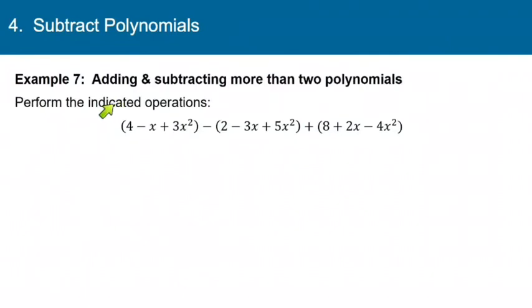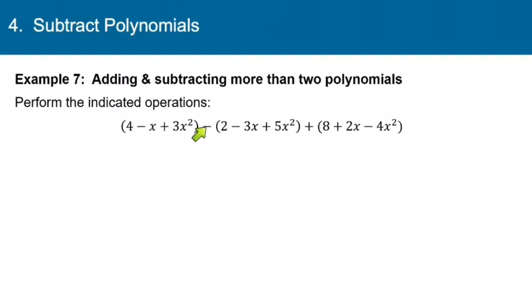Now for example 7, we have three polynomials, and we have 4 minus x plus 3x squared as our first polynomial, and then minus 2 minus 3x plus 5x squared, then plus 8 plus 2x minus 4x squared. And I don't want you to be intimidated because there are three polynomials here. It's really not such a big deal. I think the best thing to do, maybe because we have so many terms, is go ahead and write these down in a vertical format.